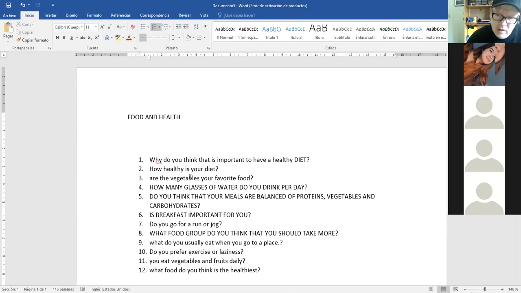I think it's important to have a healthy diet because that will let you have a healthy life, a healthy body, a healthy mind. Some people say that you are what you eat. Tú eres lo que comes. And I believe that is very true. So it's very important to have a healthy diet. Number two, how healthy is my diet? In my case, my diet is not very healthy because I drink alcohol. I take a lot of coffee and some sweets. So I must try to diminish the intake of these things. But I try anyway to have a healthy diet.